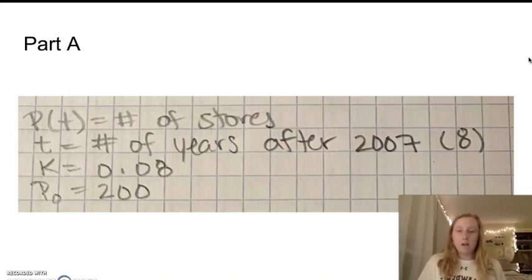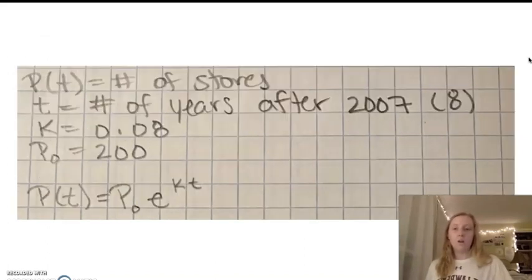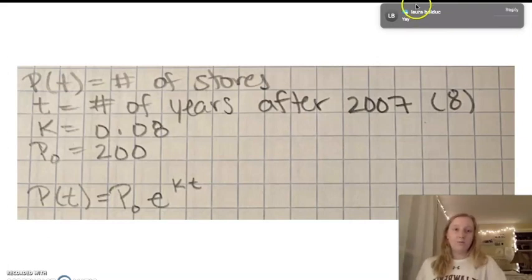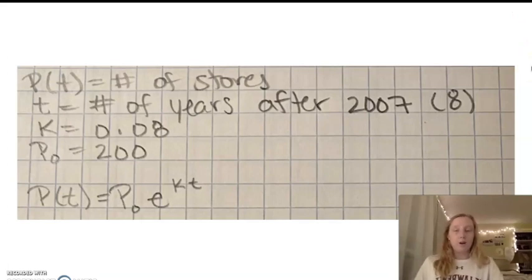So we're going to define each thing that is in our equation. So P of t is going to be the number of stores total. T is going to be the number of years between 1999 and 2007. I wrote it incorrectly, but that's going to end up being 8. K is going to be our rate of growth, which is 8%, which is going to translate to 0.08. And our P initial is 200 because she started out with 200 stores. So there's our equation. And now we're just going to plug our variables in.